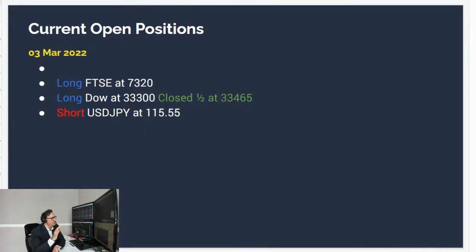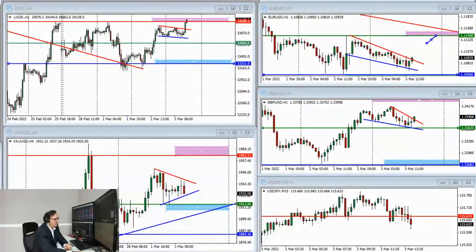Dow is coming to an area now where I will likely be looking to take profits, or at least some profits, and leave maybe a little bit more running. And I'm still currently short dollar, Japanese yen at 115.55, and that's not doing well at the moment. That's a losing trade at the moment.